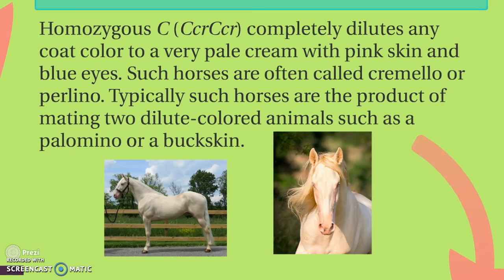Homozygous big C, or CCR, completely dilutes any coat color to a very pale cream with pink skin and blue eyes. Such horses are often called cremello or perlino. Typically, such horses are the product of mating two dilute-colored animals such as a palomino or a buckskin.